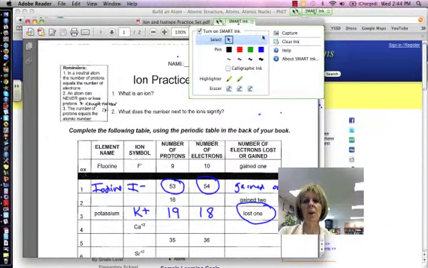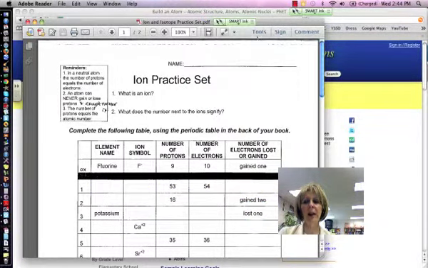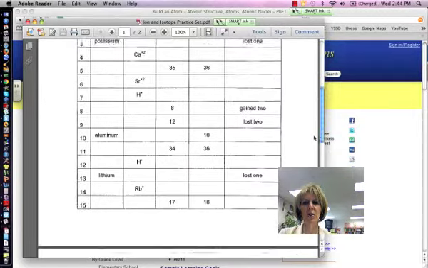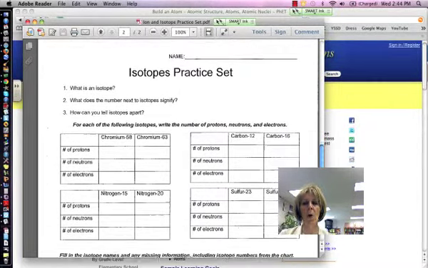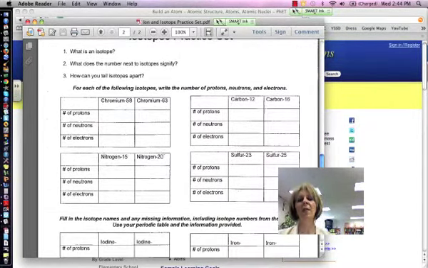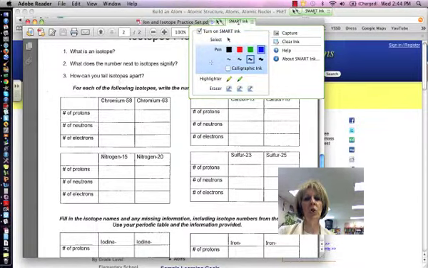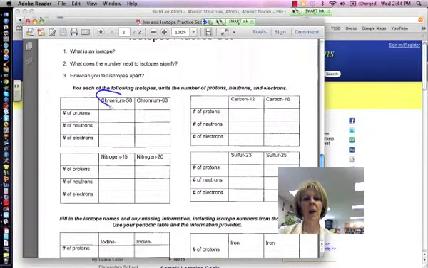Okay? So now let's take a look at the isotope page. Isotopes, remember, are atoms that have different numbers of neutrons. Okay, so here is the shortcut way of writing an isotope symbol. That number right there is the mass number. And the mass number is the number of protons plus neutrons.